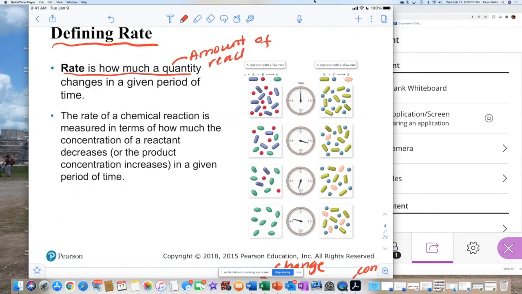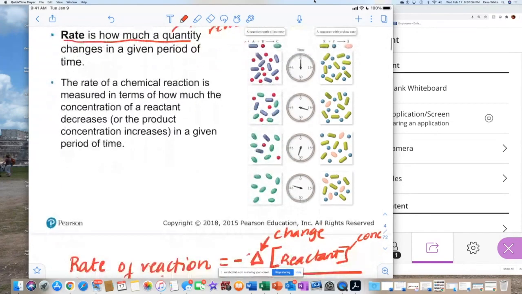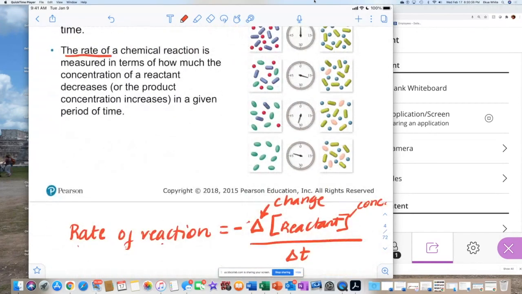Rate is a generic term for how a quantity is changing over a period of time. Before we bring it into chemistry, the rate of a chemical reaction is measured in terms of how much the concentration of the reactant decreases, or the product increases, in a given period of time. Let's summarize the second paragraph, because this one has to do with chemistry. We can get to the same rate.